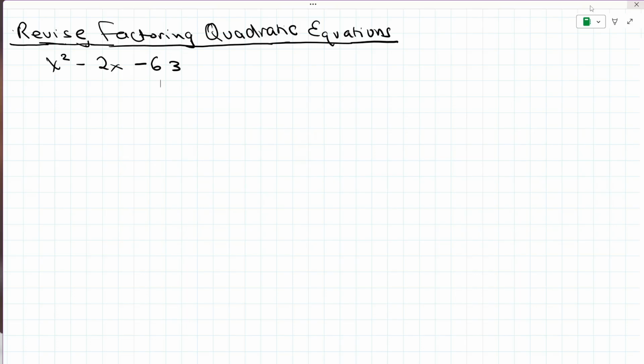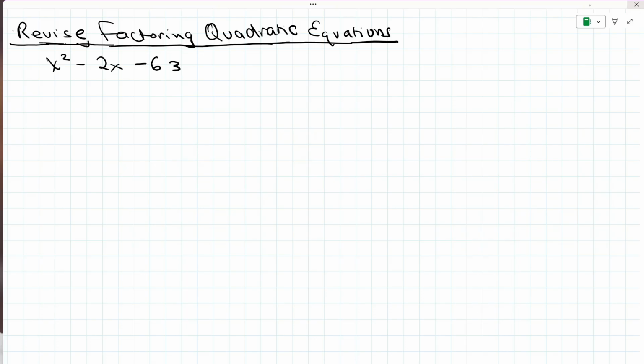My name is Professor Robert, and in today's lesson we will revise factoring of quadratic equations. Right? Now let's get right into it. We are given a quadratic equation, x squared minus 2x minus 63, and we are supposed to factor it.